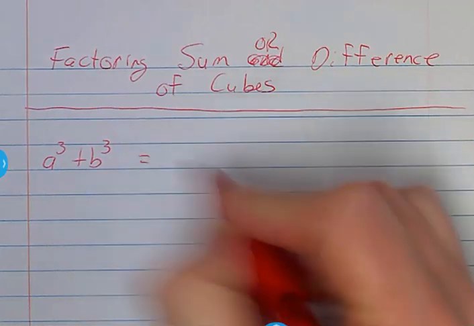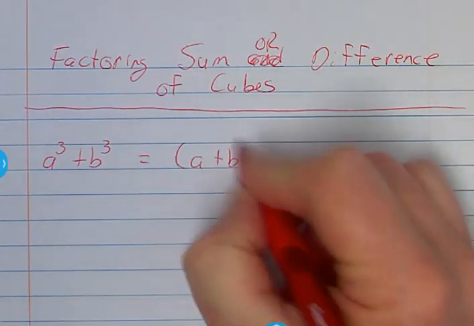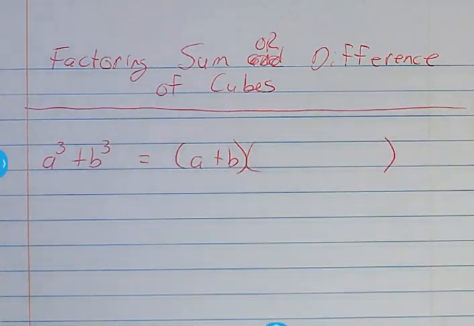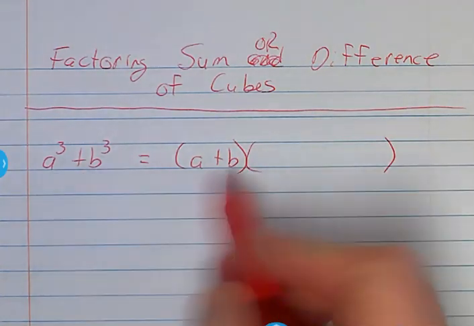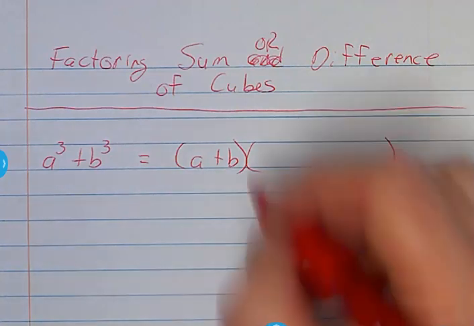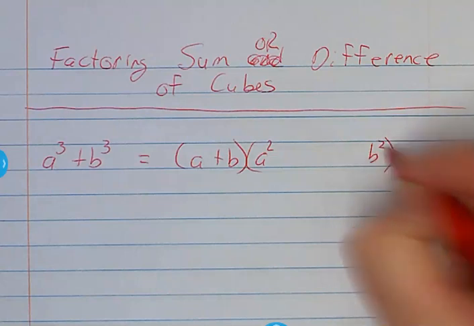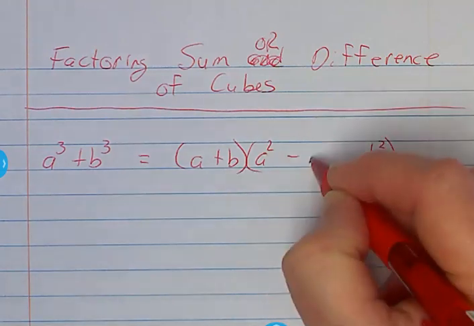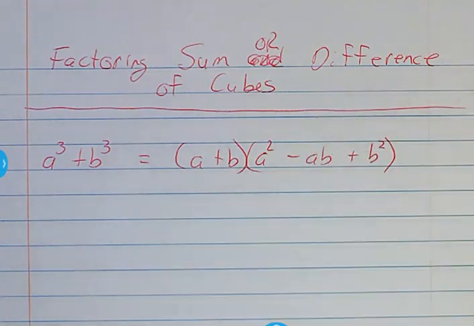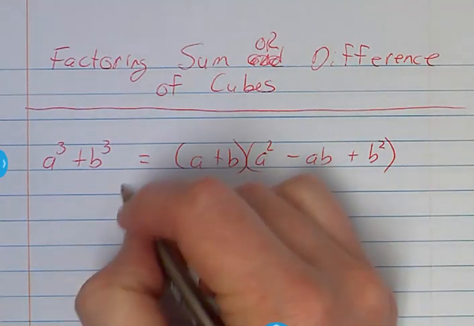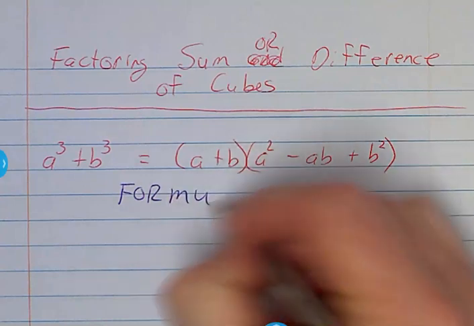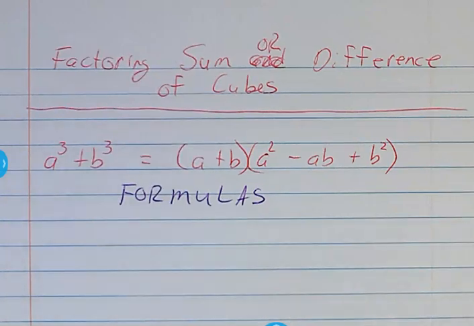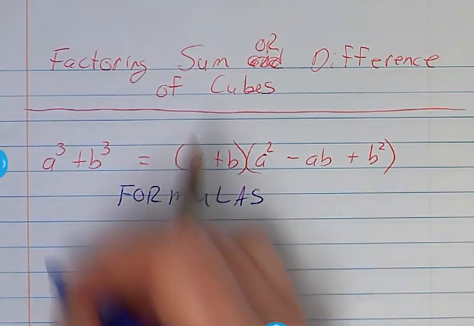Okay, and here's your formula. Here's all you've got to know. The answer is just going to be A plus B. So if this thing starts off with A cubed plus B cubed, you would start off with that one. We're going to do A squared here, B squared here, and in the middle, we're going to put a minus, and we're going to do A times B. Okay, and then one more underneath it. So that's the one for sum.